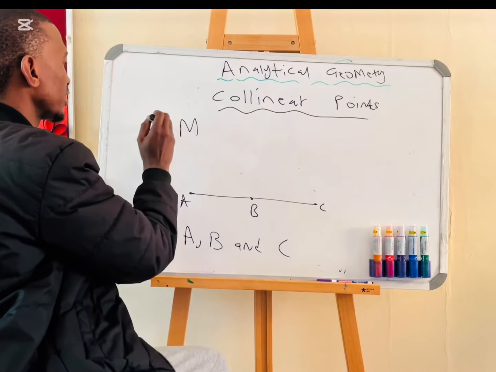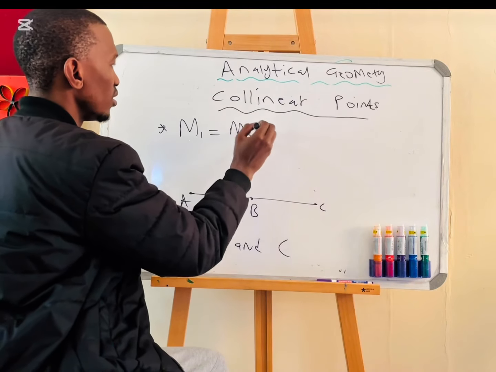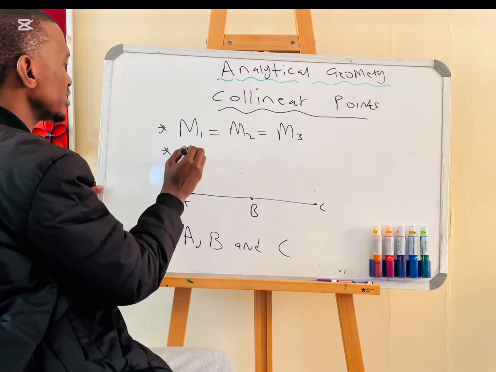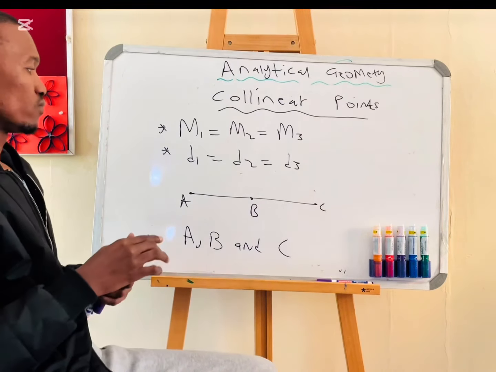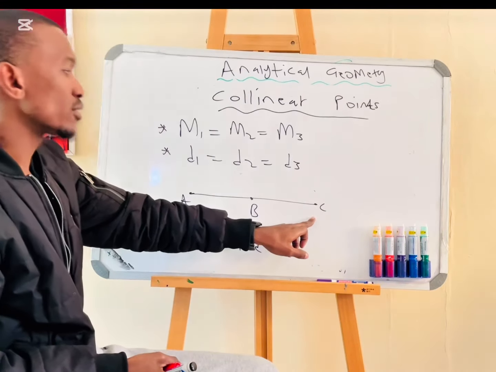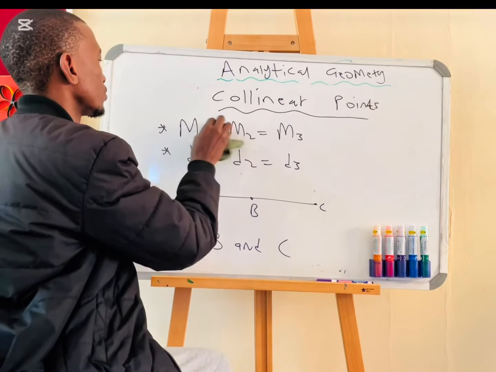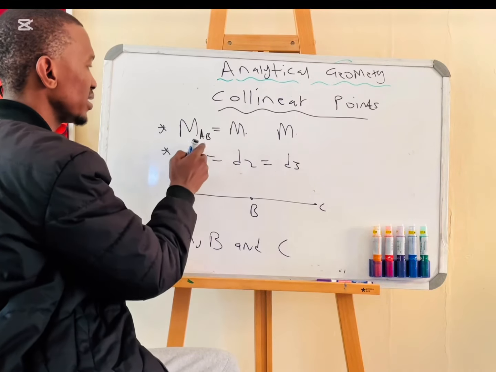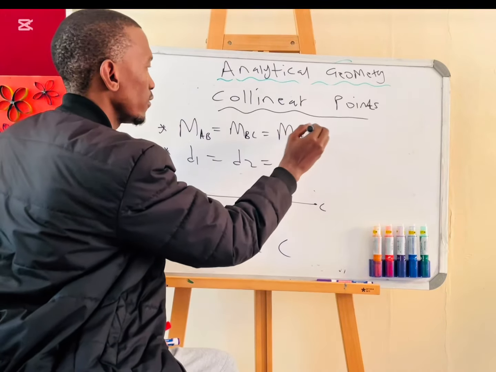The gradient number 1 must equal the gradient 2, and must also equal the gradient 3. And then the distance 1 must equal the distance 2, equals the distance 3. So the gradient of AB must be the same as the gradient of BC, and must also be the same as the gradient of AC. Let me write them down nicely for you. Like the gradient of AB must be the same as the gradient of BC, which must also be the same as the gradient of AC.